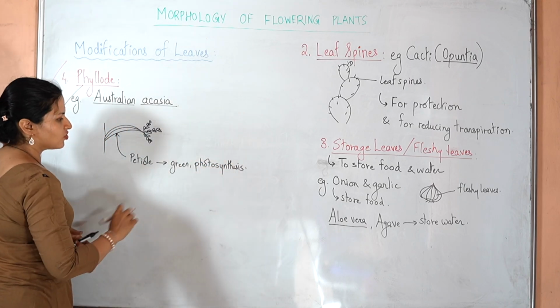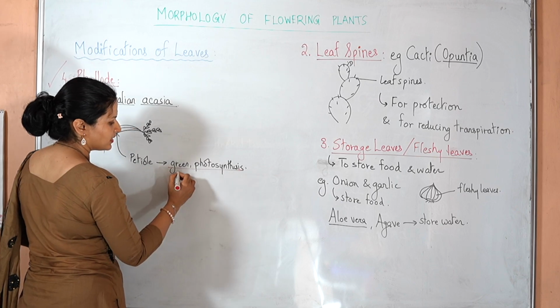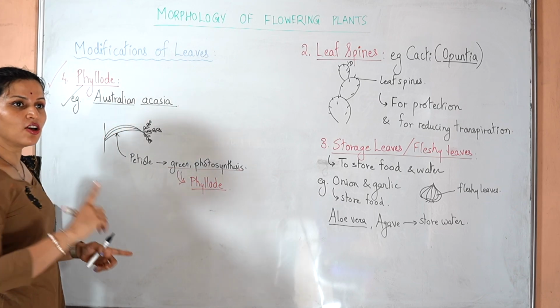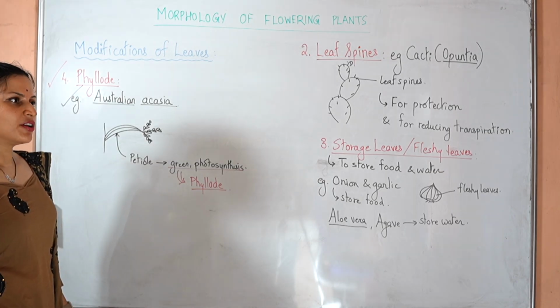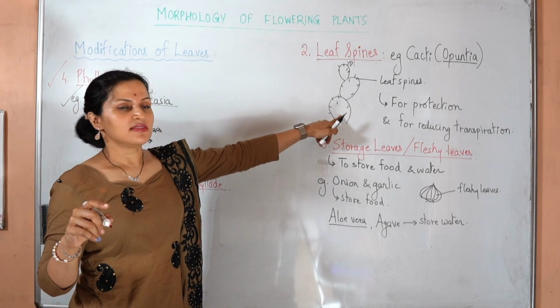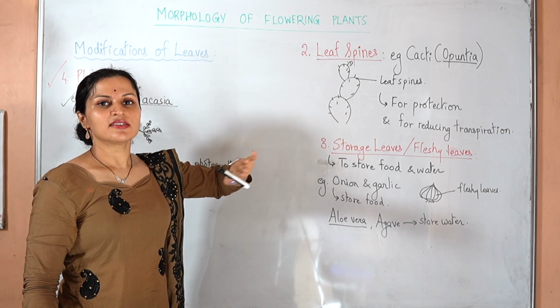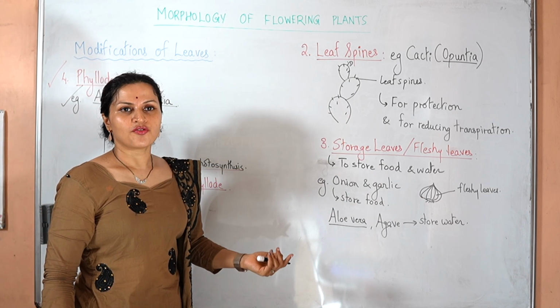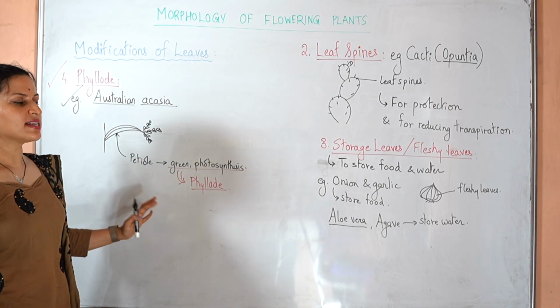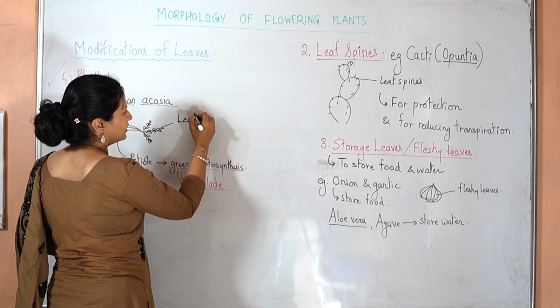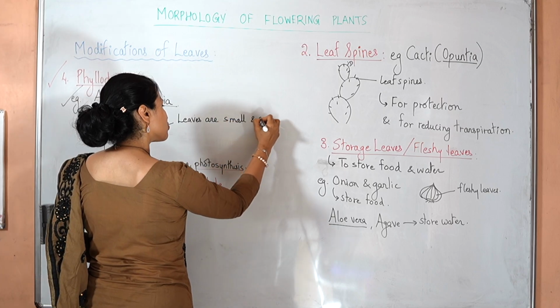This type of petiole that becomes green and photosynthetic is known as a phyllode, which is different from phylloclade of aerial stem modification. In case of phylloclade, it is the aerial shoot modification. It is the shoot that has taken the function of photosynthesis. Over here, the petiole has taken up the function of photosynthesis, which is called the phyllode. Leaves are small and short-lived.